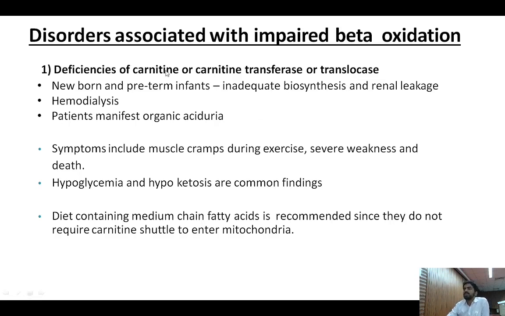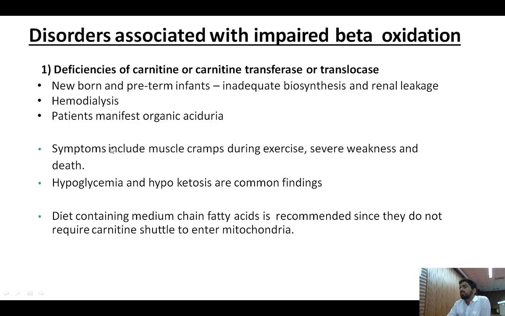If there is deficiency of either carnitine, carnitine transferase or translocase, this will lead to organic aciduria. Generally this will manifest in childhood only, in newborns and preterm infants especially, because of inadequate biosynthesis. If the baby is born before completion of the pregnancy term, inadequate biosynthesis of these molecules can be there, or it can be because of renal leakage, some problem with the kidney, or in hemodialysis patients also, carnitine will get removed. So the patient will manifest with organic aciduria.